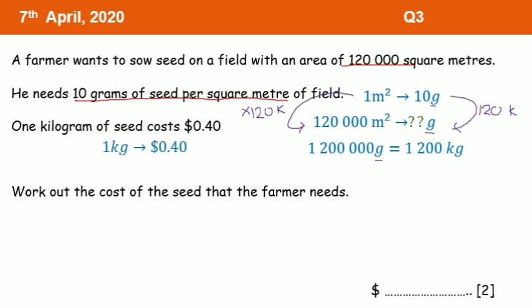Now how many kilograms do we have? We have 1,200 kilograms. So we need to do the same thing also. From 1 into 1,200, what do we do? Yes, we multiply it by 1,200. So the 0.4 we will multiply with the same number, which is 1,200. So how many is 0.4 times 1,200? It will be equal to $480.